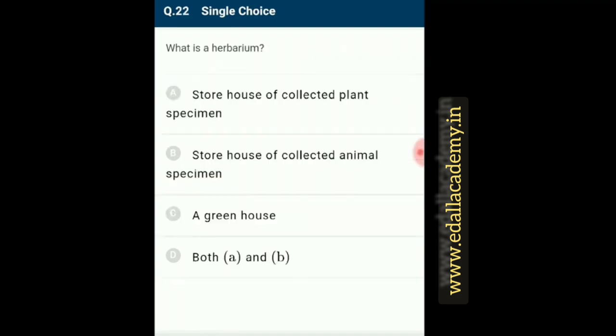Question number 22. What is herbarium? Preserved plant specimens and the information regarding them are collected and stored in a herbarium. The stored specimen may be the whole plant itself or parts of it. Generally, the plant parts are mounted on a sheet of paper in dried form, which is generally called an exsiccata. Fungal preservation, that is the collection, is generally termed a fungarium. Animal specimens are generally stored in museums for scientific study and research. The answer is option A, storehouse of collected plant specimens.